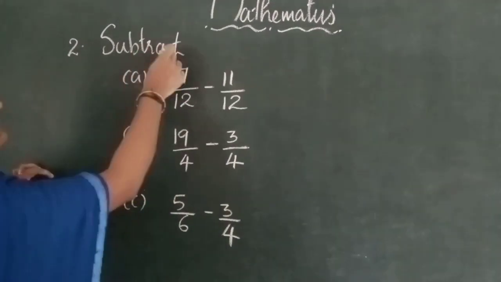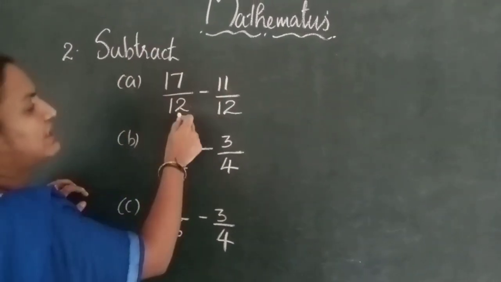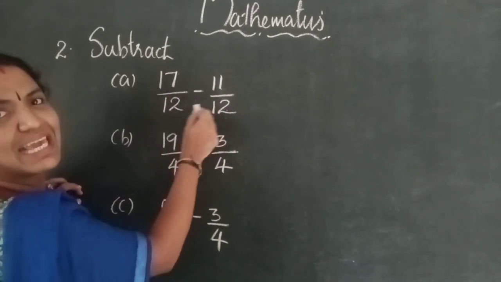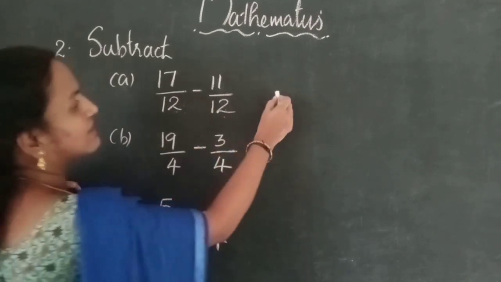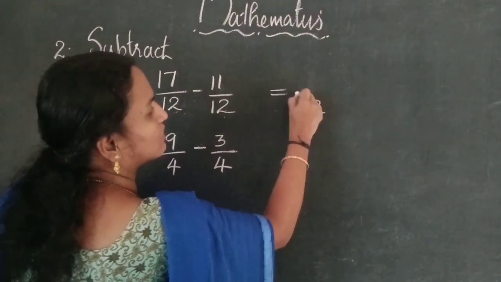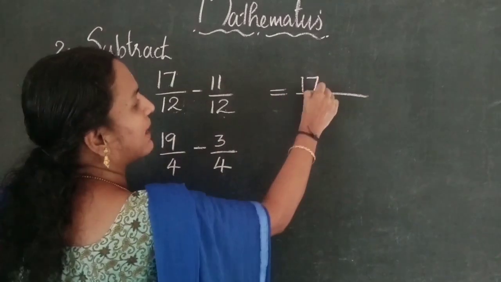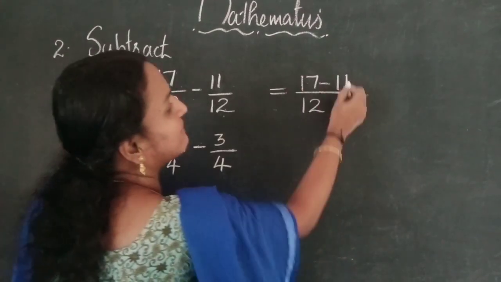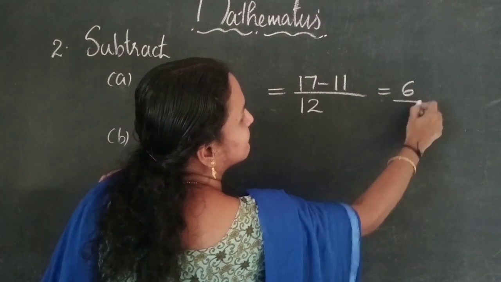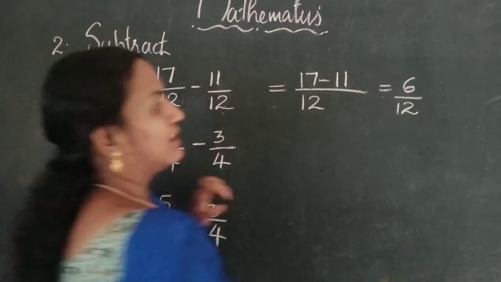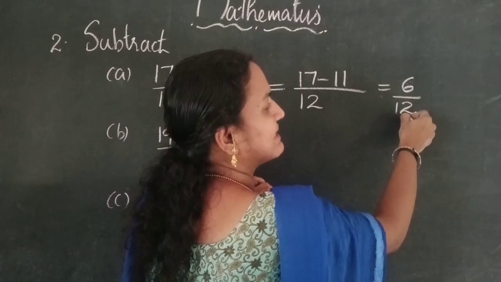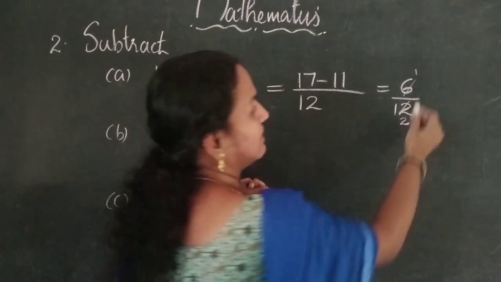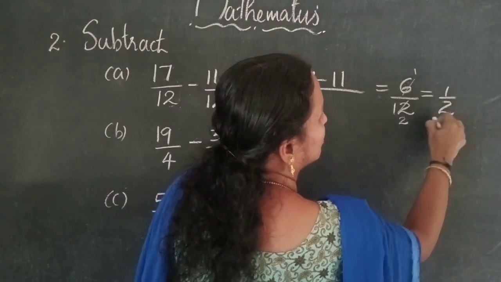Next, question number 2. Subtract. Option A, 17 by 12 minus 11 by 12. Here the two fractions have same denominator, so like fractions. The common denominator is 12. 17 minus 11 divided by 12. 17 minus 11 is 6. 6 divided by 12. Here 6 and 12 we can cancel. 1 6 is 6 and 2 6s are 12. So the answer is 1 by 2.